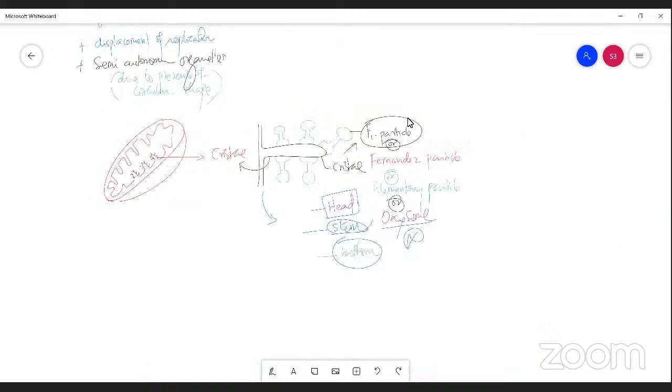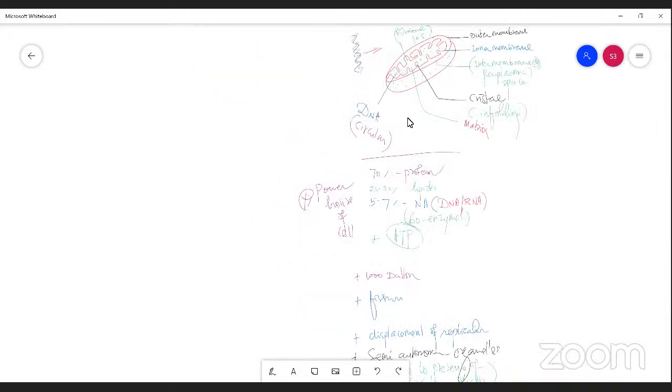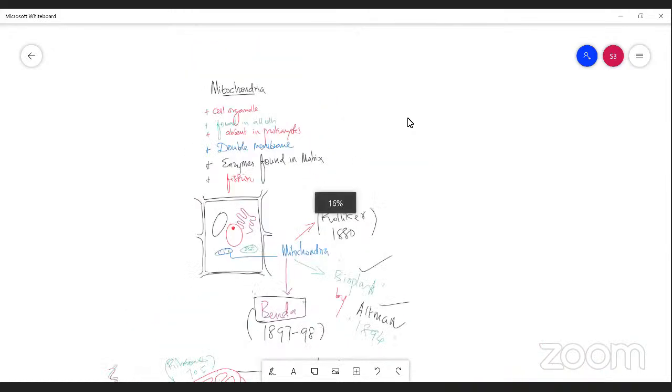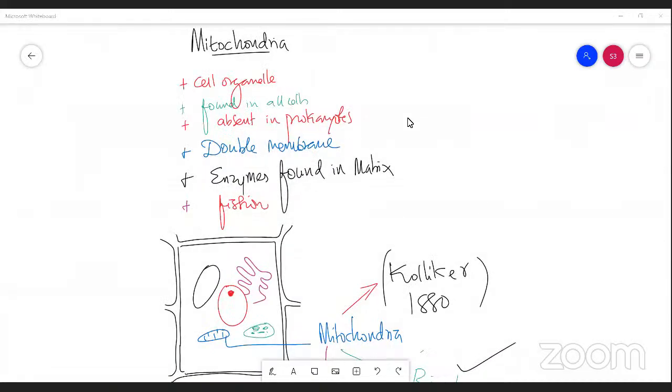Okay, this is a very important area, right? So talking about mitochondria, I repeat once again. What do you understand about mitochondria? Powerhouse of the cell. Very good. Generally, what did you understand about mitochondria? It is one of the cell organelles, which is found in all cells, absent in prokaryotes.